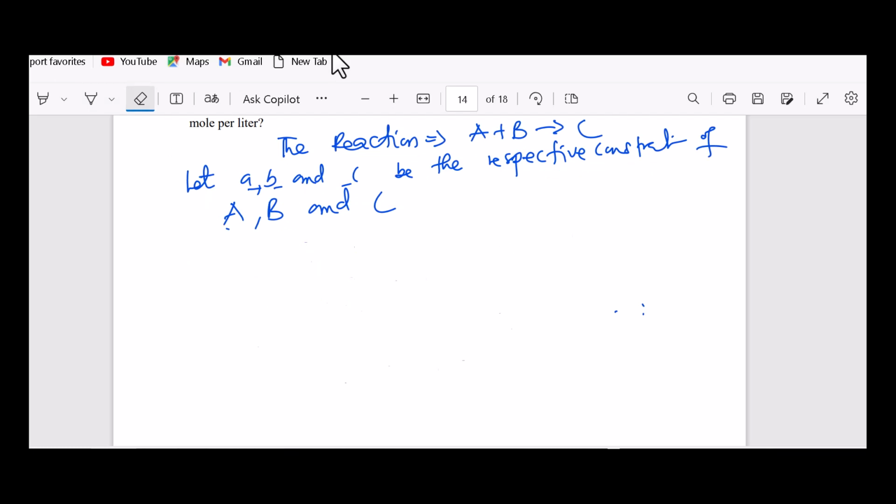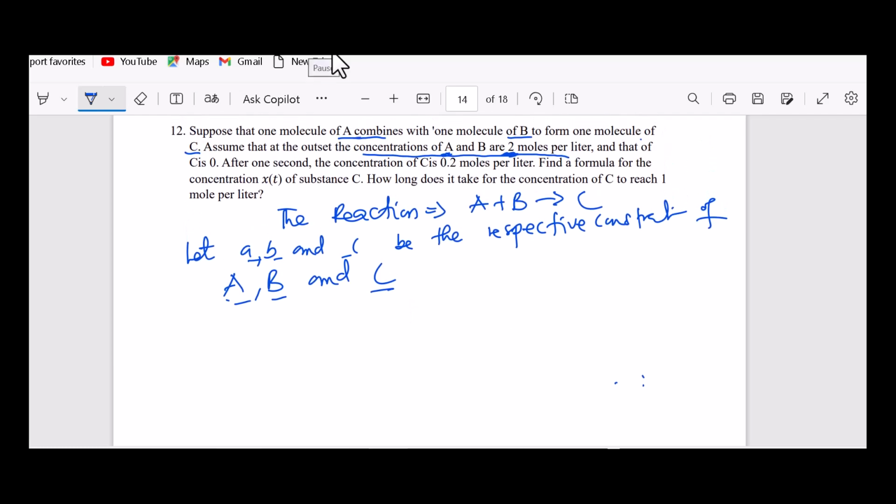So we are saying let A, B, C be the concentrations of the respective substances A, B, and C. From the problem we know that the concentration at the outset of A and B are 2 moles each. So this will imply that A is equal to 2 and B is equal to 2, all of that at the outset.